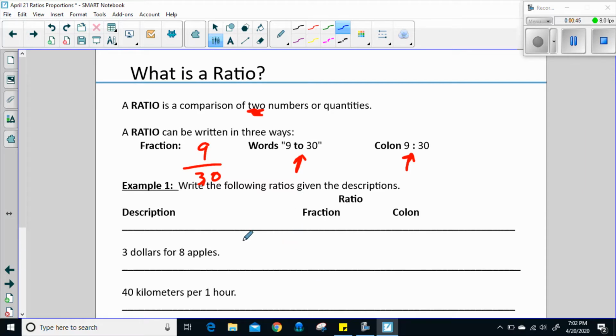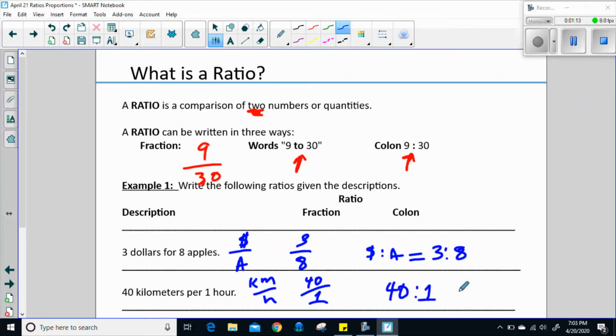For my ratio, in this case, it's going to be dollars to apples. So in my fraction, I'm going to have 3 to 8. And in my colon, I would do dollars to apples, so in this case, I am doing 3 to 8. All right. How about kilometers per hour? We did a bunch of this in one of our previous units. So we've got 40 to 1. In my colon, I would have 40 to 1, and that's representing my kilometers to hour.